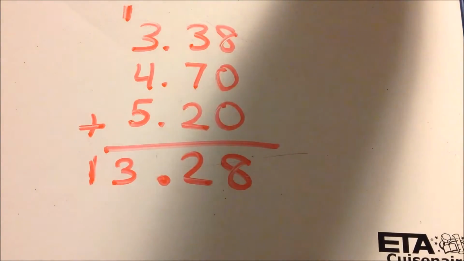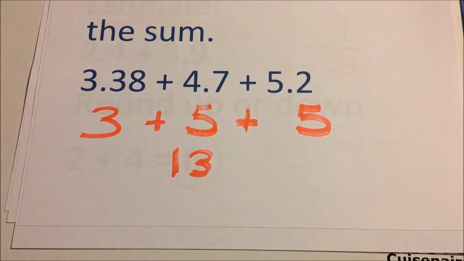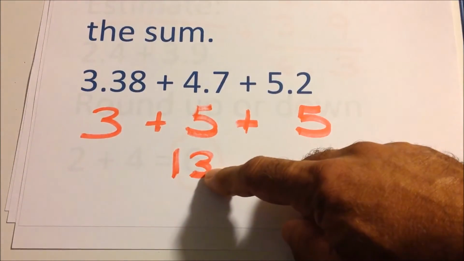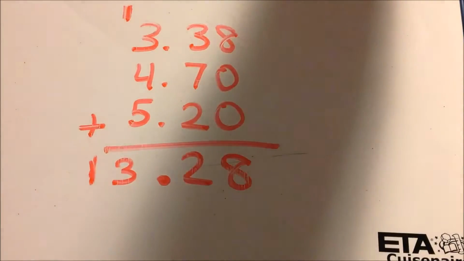So that's estimating. So if you're in a store and you see these prices, you're saying, well, one's $3.38, one's $4.70, one's $5.20. Well, I need to know, my estimate is $13, it could be over, and you're pretty close.